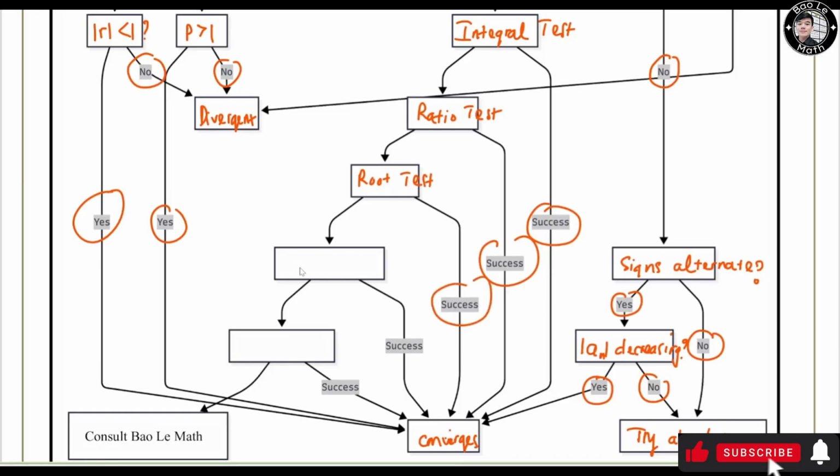If not, think about the direct comparison test. If you succeed, then the series converges. If not, think about the limit comparison test. If you succeed, then the series converges.